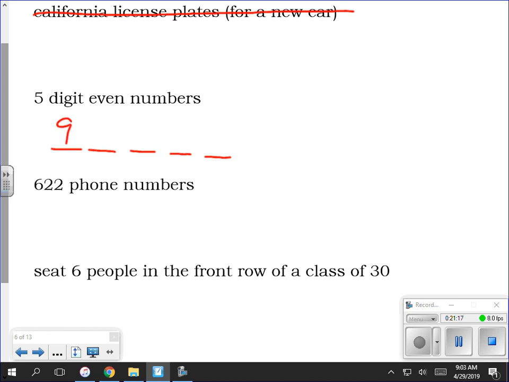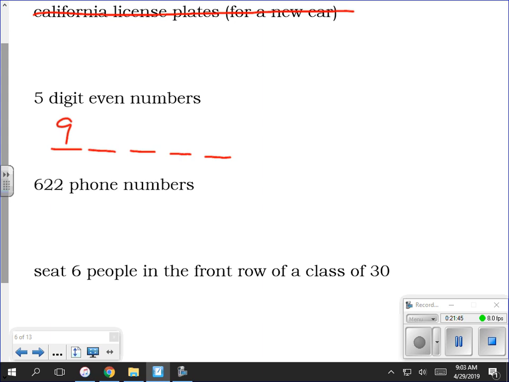How many choices do I have for my second number? Oh, you have a 0. I can have a 0, so how many choices do I have for the second number? I can have 10. I can repeat. I can have 9,994, because I have to end in an even number. But I can have the same number all the way across. I can have 44,444. There's nothing that says I can't do that.